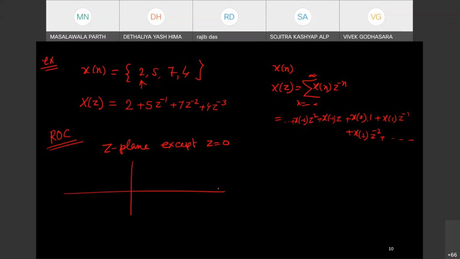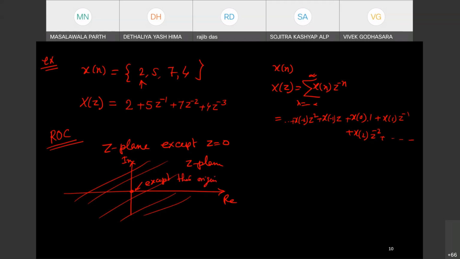If this is your z plane, this is the real axis, this is the imaginary axis. This is your z plane. Everything except this origin. Clear? So if it is a positive sequence starting from 0, then obviously its ROC will contain the entire z plane except the origin. Right. Next one.